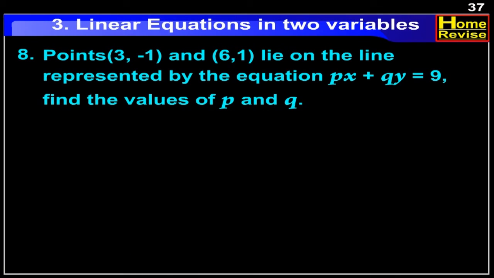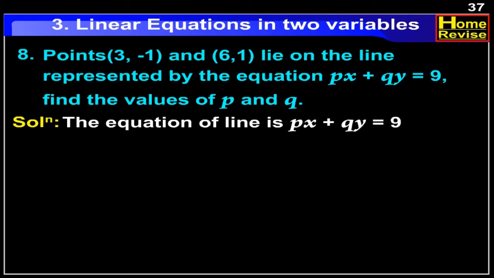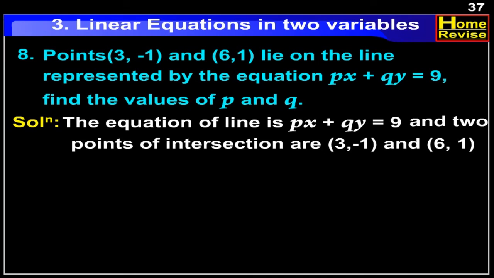Points 3, minus 1 and 6, 1 lie on the line represented by the equation px plus qy is equal to 9. Find the values of p and q. Solution. The equation of line is given as px plus qy is equal to 9. And the 2 points are 3, minus 1 and 6, 1. This means that they satisfy the equation.